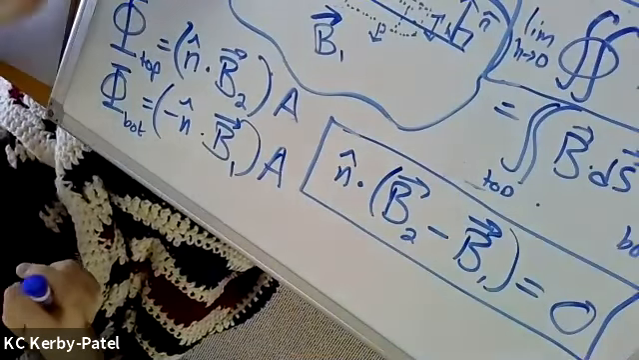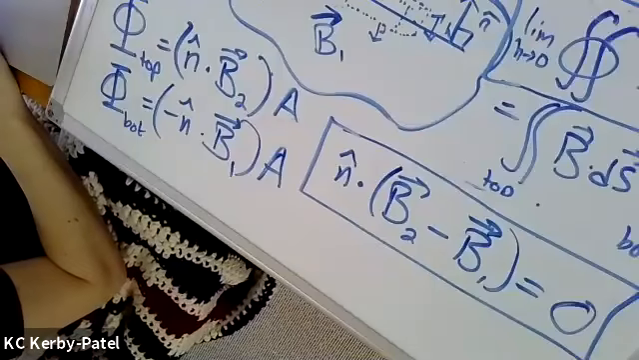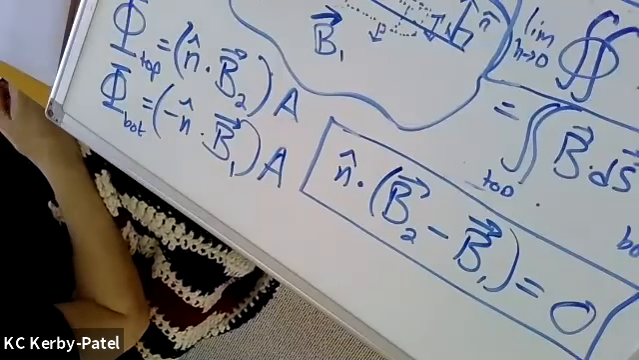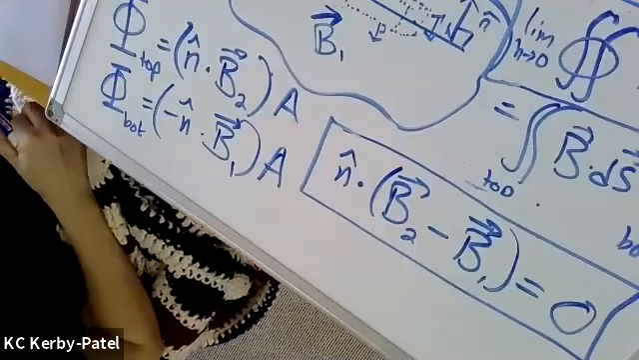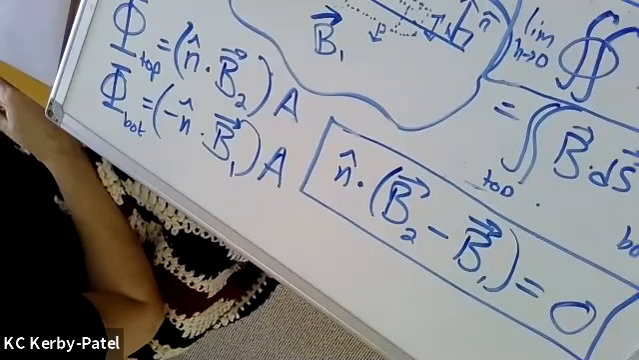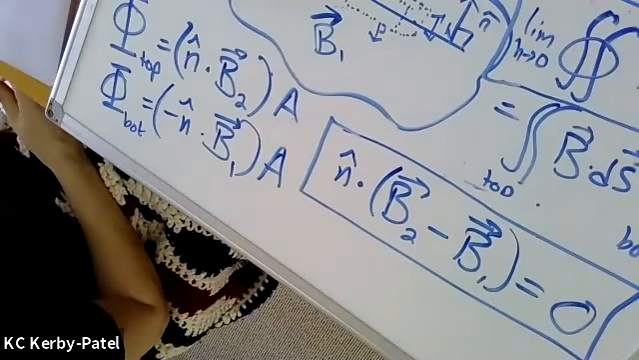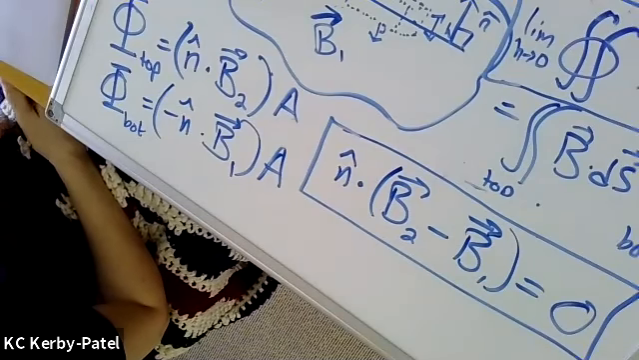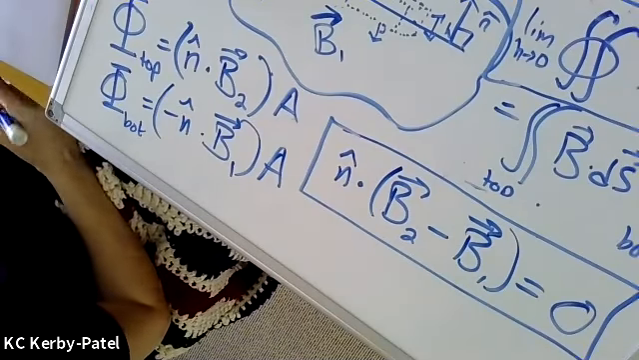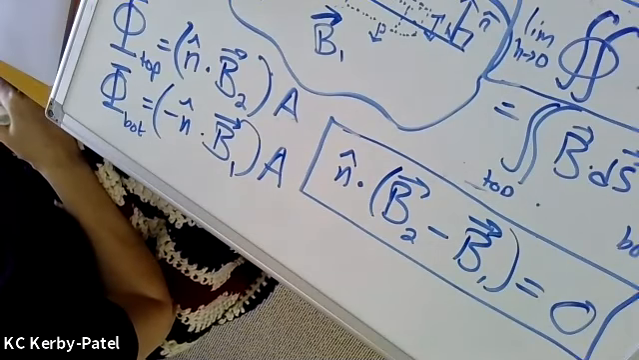Okay. So before I go back to talking about ways that you can use magnetic flux, anybody want to ask a question about this? Does it make sense what I mean about boundary conditions?